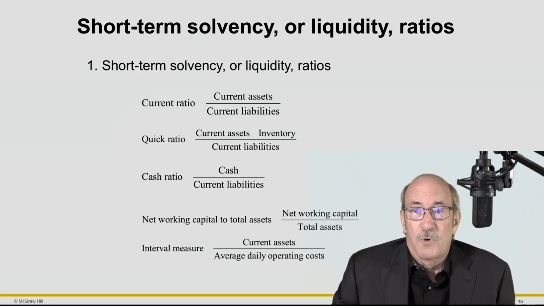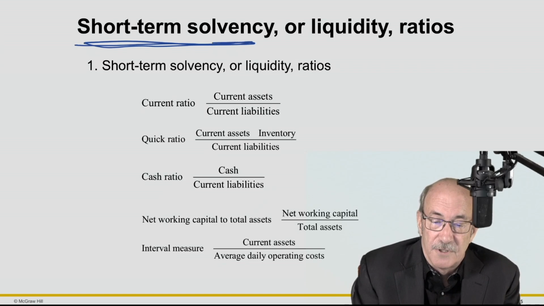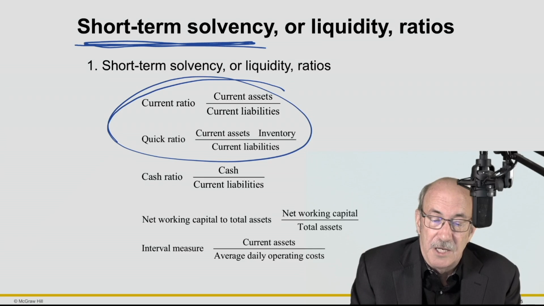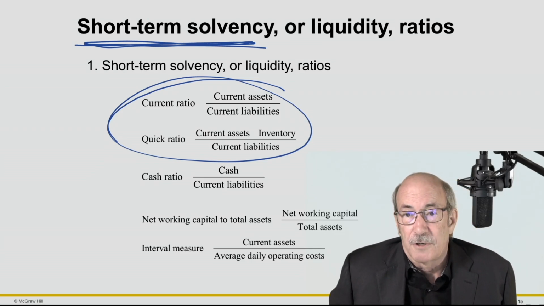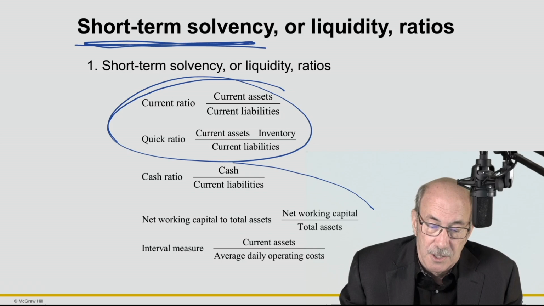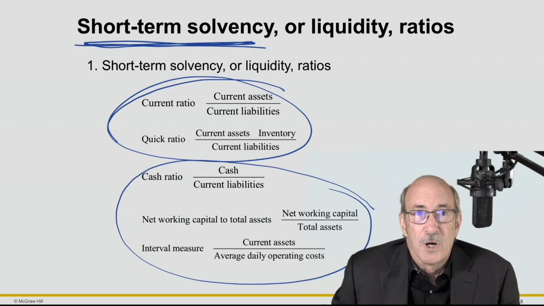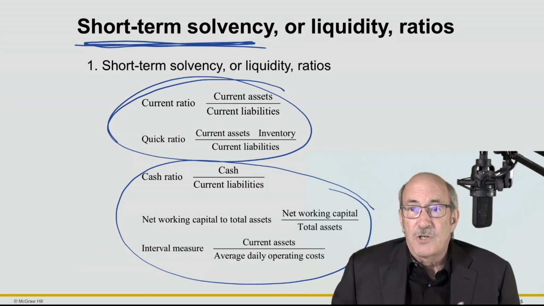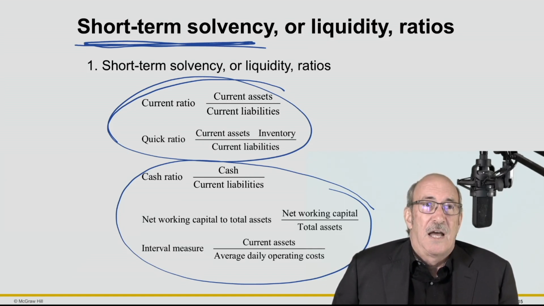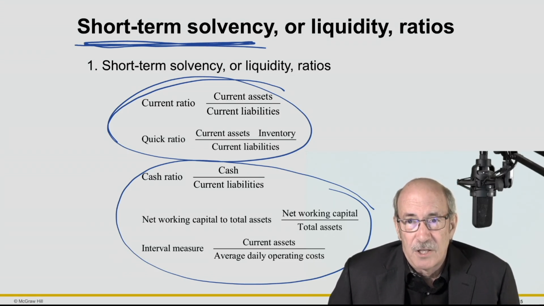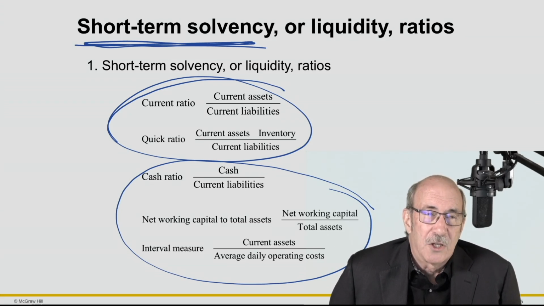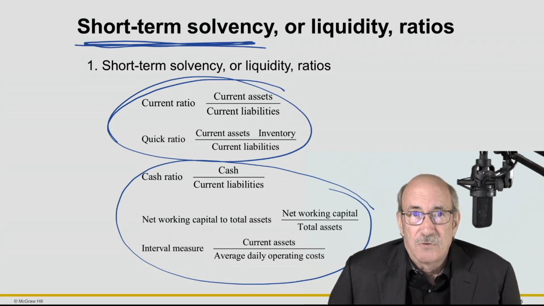All right, so let's start with these short-term solvency ratios. The two biggies here are current ratio and quick ratio. Certainly these others are useful, but nowhere near as widely used as the first two. Current ratio, what's that tell us? Well, it tells us how much current assets we have relative to current liabilities. So how quickly could we extinguish those current liabilities? You can think of it that way.